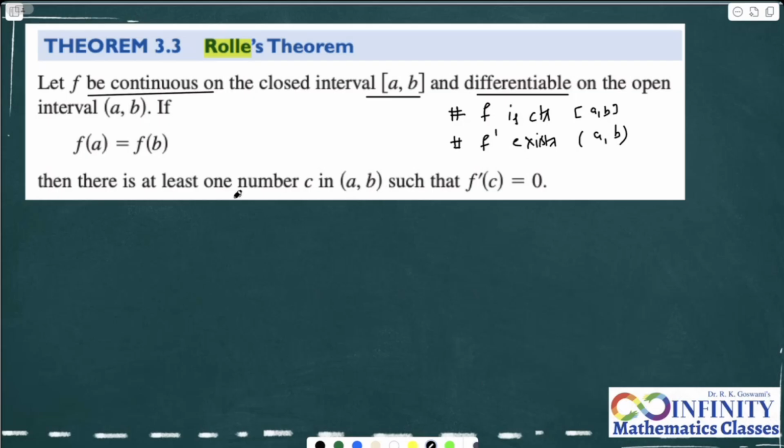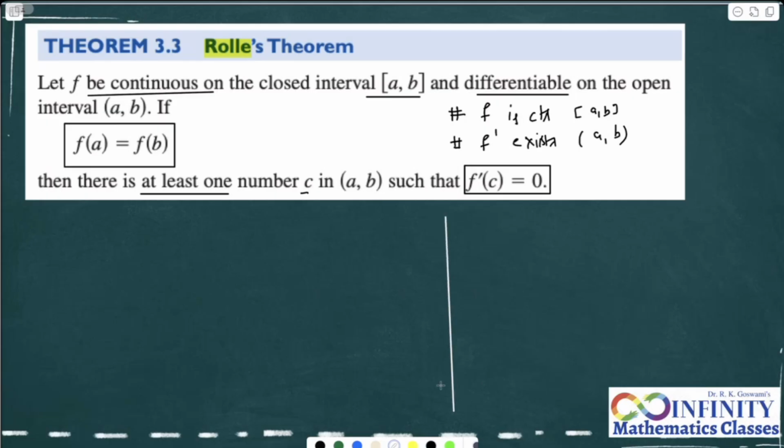The third assumption is that the values f(a) and f(b) are equal. In this case, if these three conditions are satisfied, then there is at least one number, an important observation, at least one number c in between a and b where the derivative is zero. This is what Rolle's theorem says. What is the meaning of this statement? Let me just tell you.